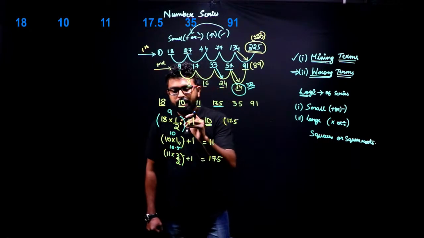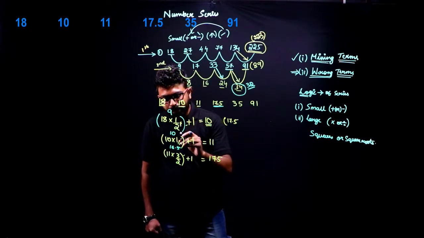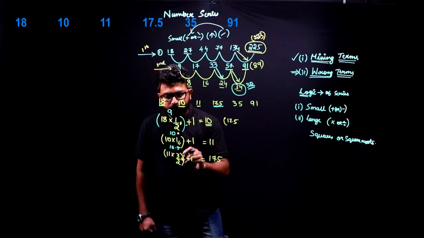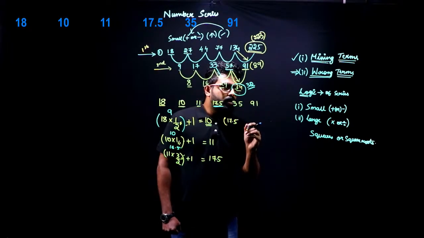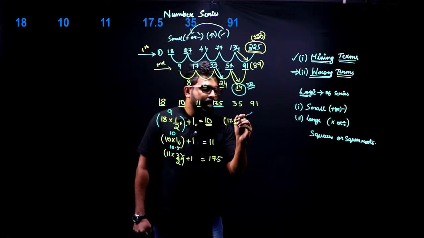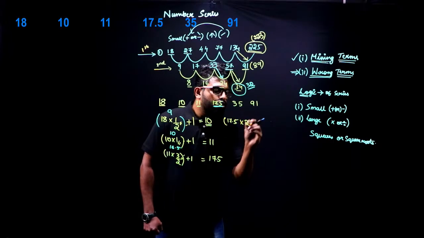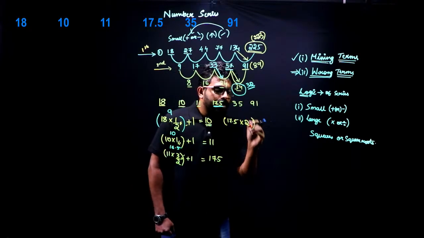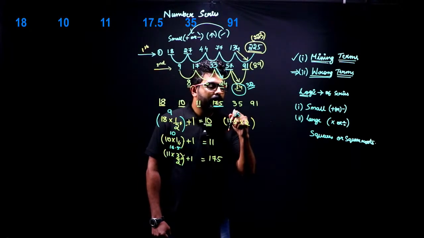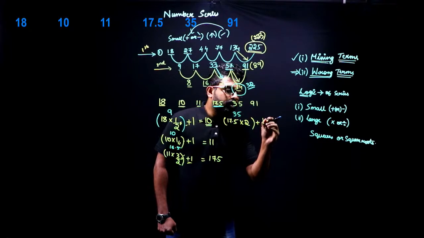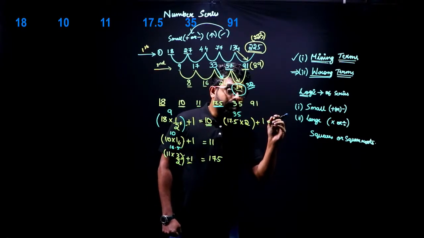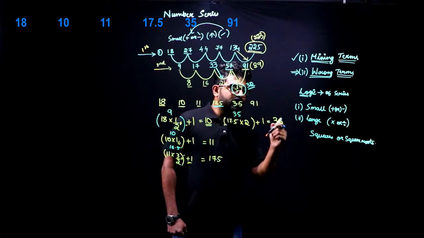Look at this. I multiplied with 0.5, then it became 1, then 1.5. What do I need to multiply here? I need to multiply it with 2. Very good, Priyanka. Very good, Nandini. I need to multiply it with 2. So what do I get here? I get 35. And then what was I doing here? I added plus 1. So my term would be 36 here.